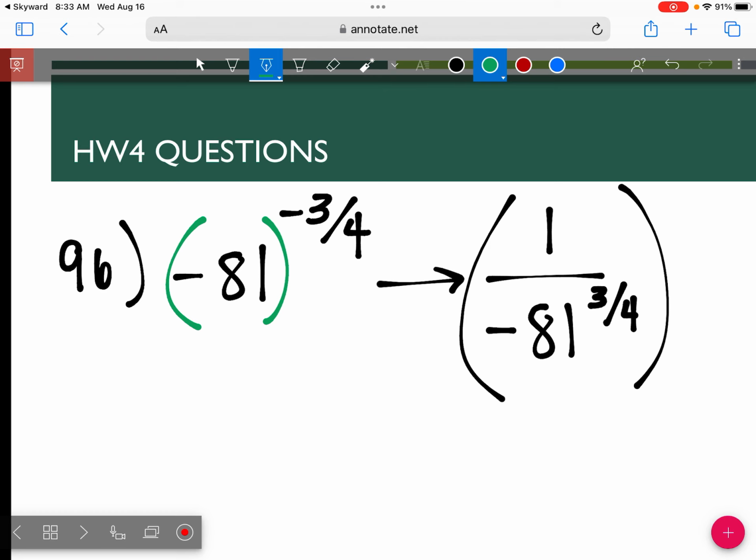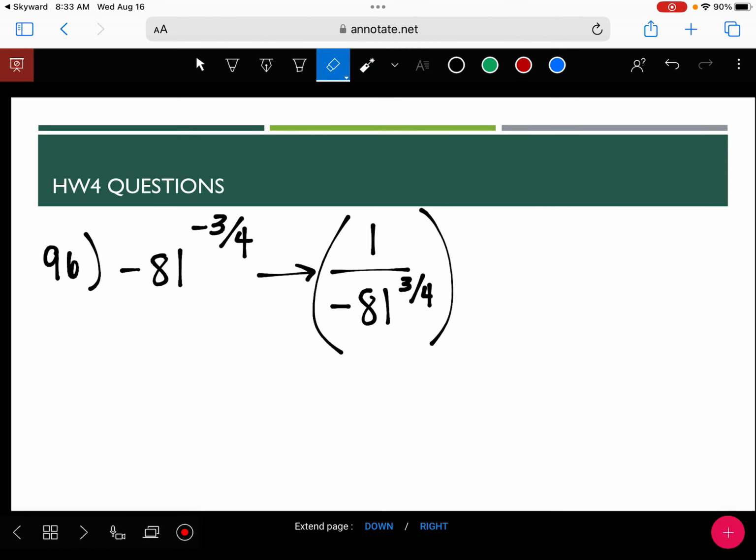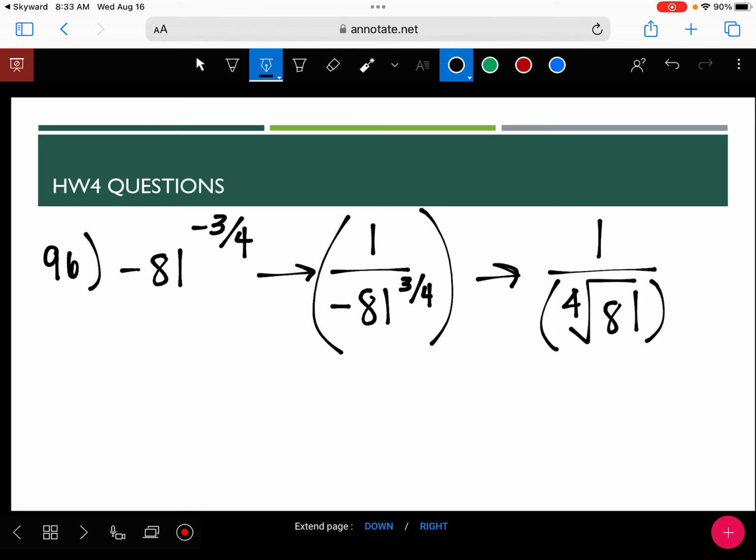All right. So I'm still taking the 4th root of 81. And then whatever answer I get, I'm going to keep it negative. So let me take away those parentheses. Hold on one second. Okay. So what I'm going to do is take 1 over, I'm going to take the 4th root of positive 81 and then raise that to the power of 3 and make my answer negative.